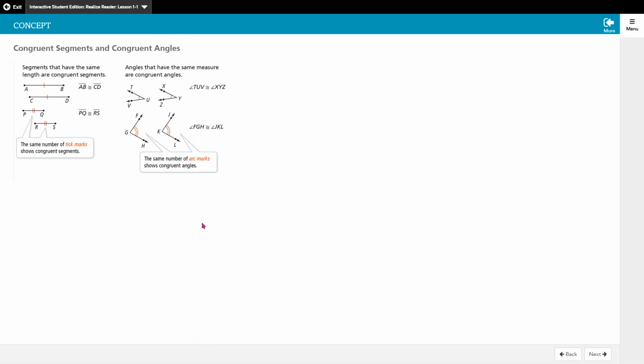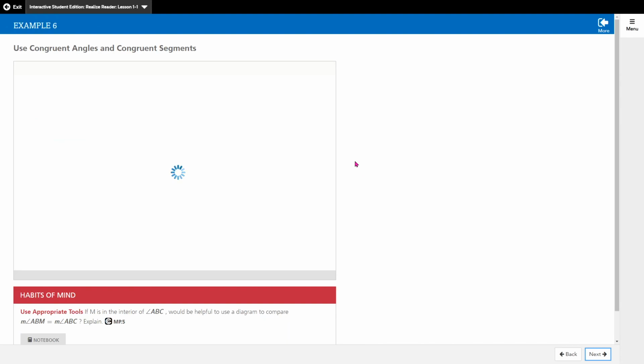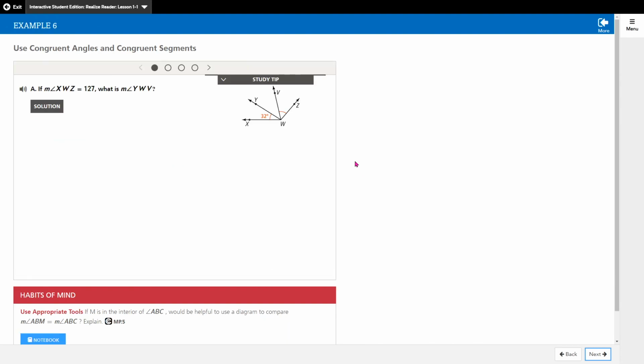I guess in this one they call them arc marks. Tick marks on lines, arc marks on angles. I don't care if you know the name, I care if you know how to use it. Using congruent angles and congruent segments, cool.